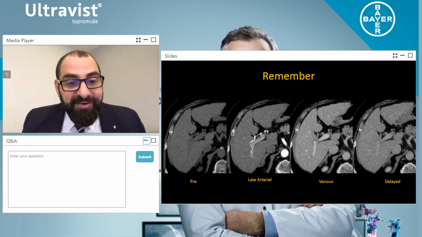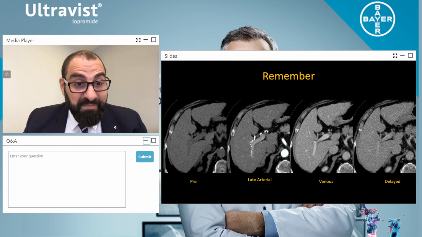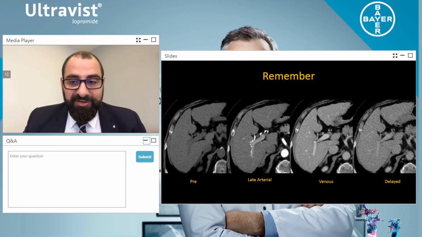The key here is I had Ultravist that distributed beautifully throughout the liver. I used my 100 mils of contrast. I used 100 mils of saline to push it and maintain the flow. I used the correct breathing technique, and I used 100 kVp. This is where you get really good imaging.